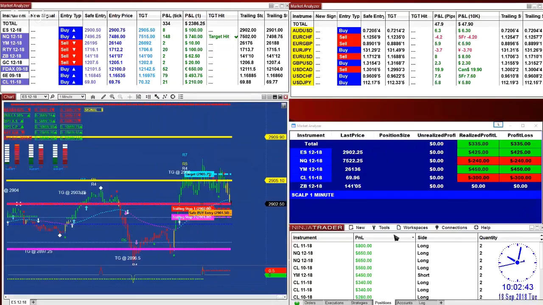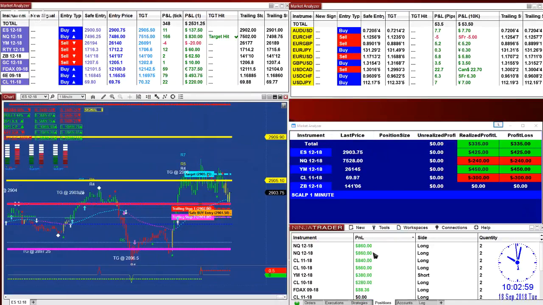In the NinjaTrader 8 controller here, you can see the swing trading. And these are three different automated systems here: the price action, price action scalper, and a swing trading.